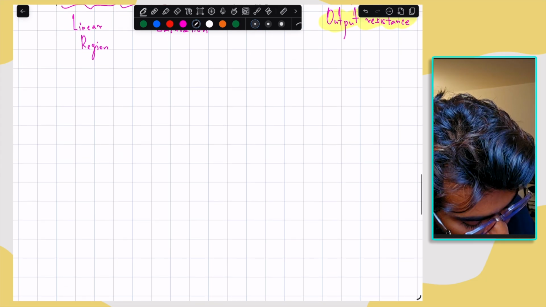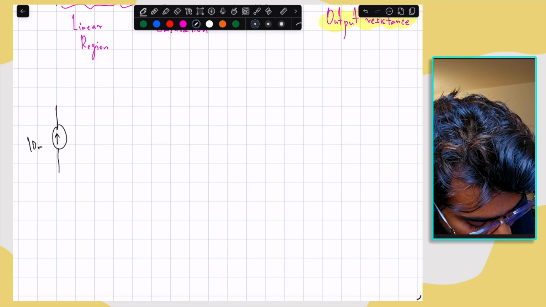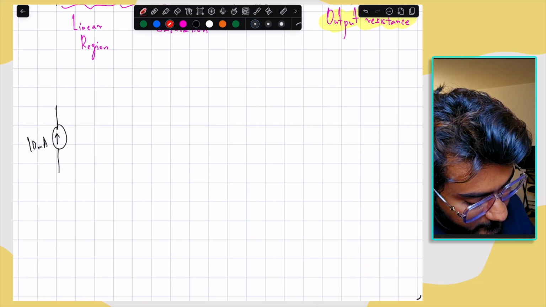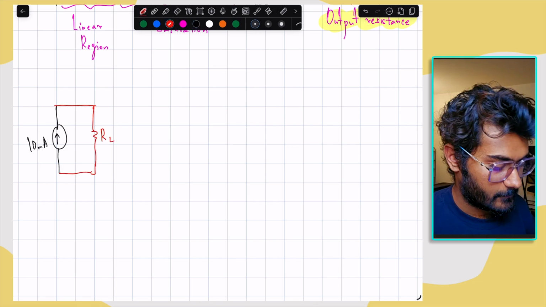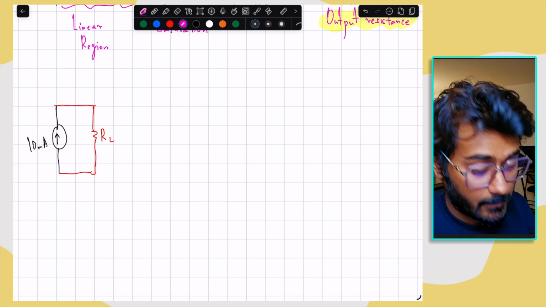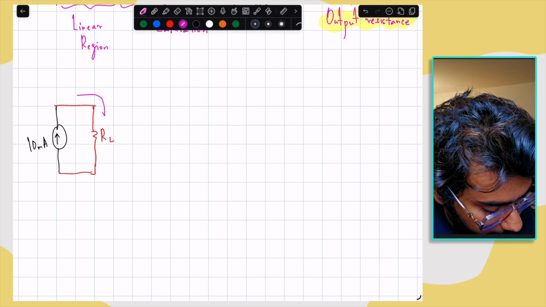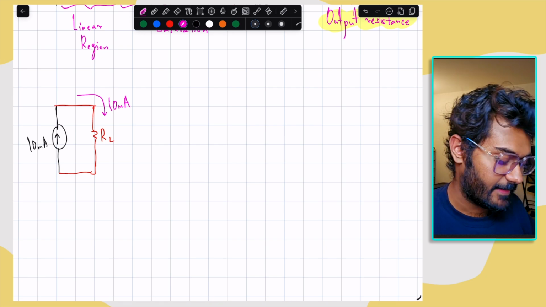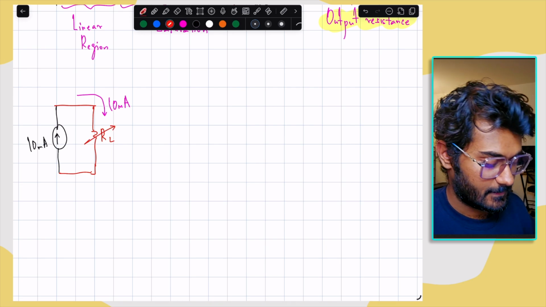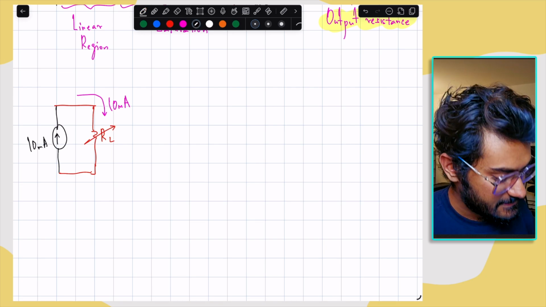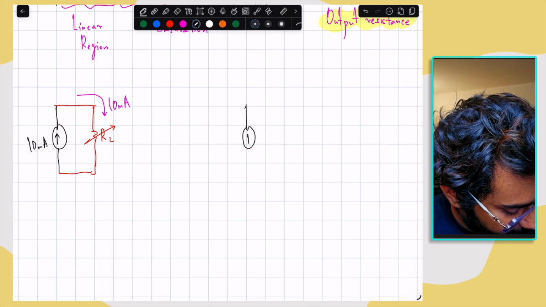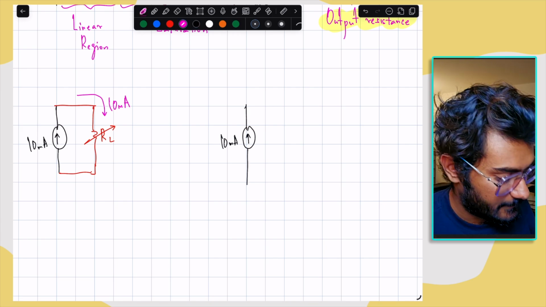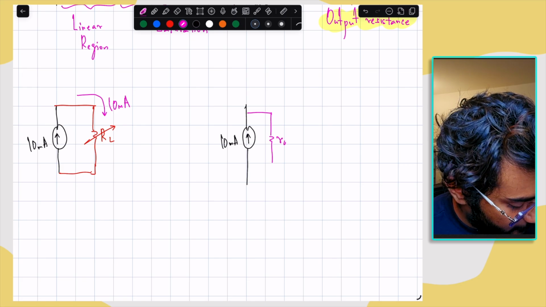Suppose I have a current source of 10 milliamps. Now I connect a load, RL, across this current source. The current flowing through this load is 10 milliamps. Irrespective of whatever load you have, the current remains constant. But in the non-ideal case, you have a finite output resistance across this current source.